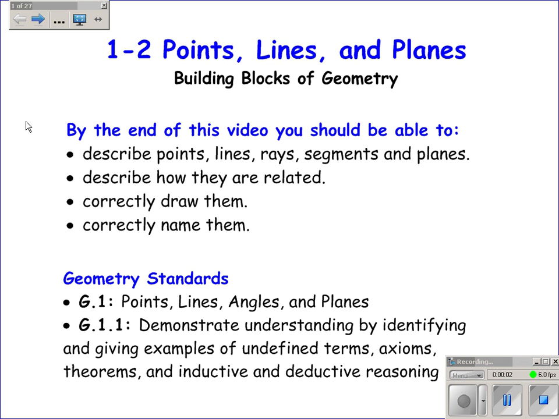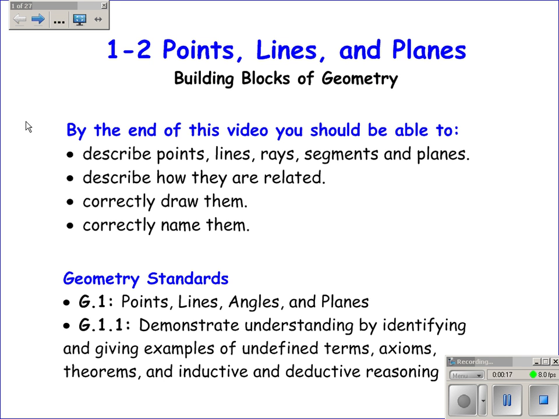All right, here's our first lesson, which is section 1-2 in the book. Now we're skipping 1-1. We'll come back to it later in the year when I think it makes a little more sense. But we're starting with section 1-2 on points, lines, and planes.